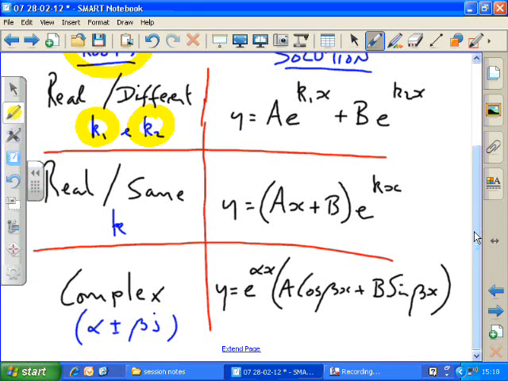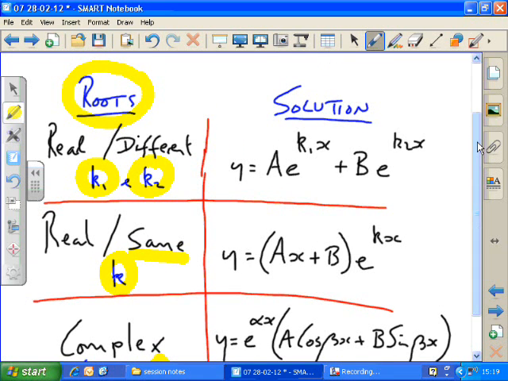The second situation is where we have real solutions, but they're the same. So only 1 value, 1 solution, k. And the third type is if we don't get real solutions, we get negative roots, which means we've got to introduce this imaginary number j, and so we get 2 roots, alpha plus or minus beta j, where alpha corresponds to the real part of the number and beta corresponds to the value of the imaginary part of the number.